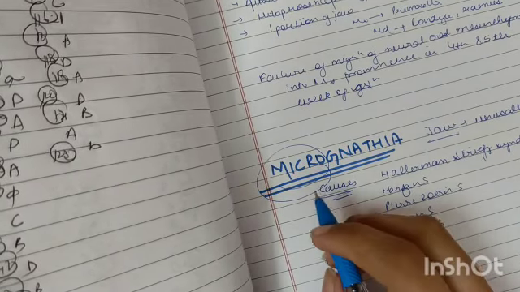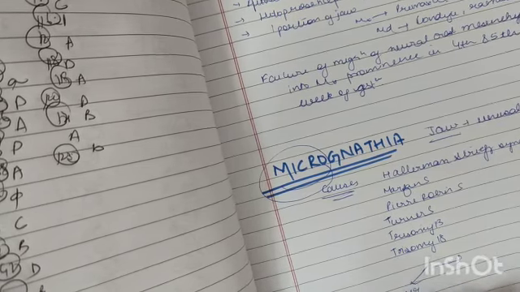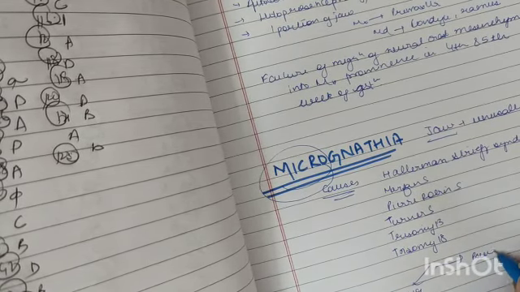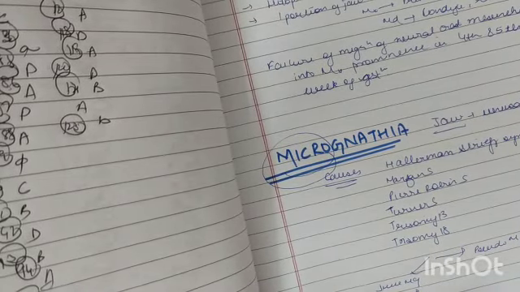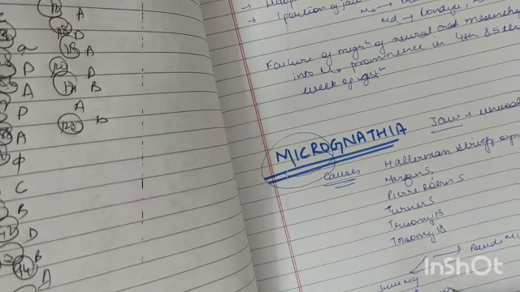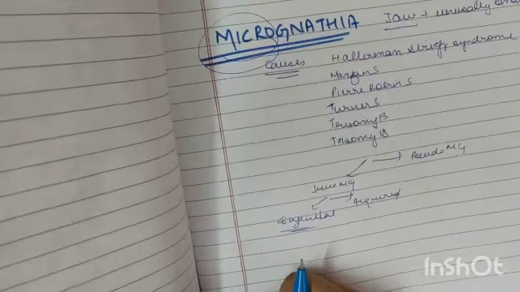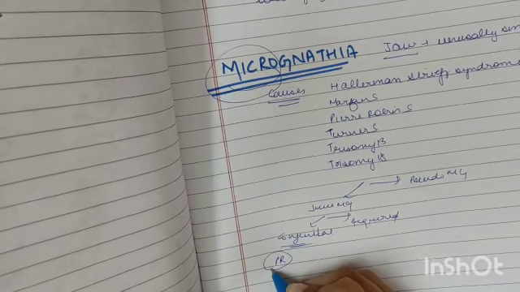Now, there are various types of micrognathia. One is the true micrognathia, and the other one is the pseudo or the false micrognathia. Now, in true micrognathia, we further have two types. One is congenital, and the other one is acquired. Now, in congenital, basically, it will be linked to certain syndromes, so basically it will be related to Pierre Robin syndrome.